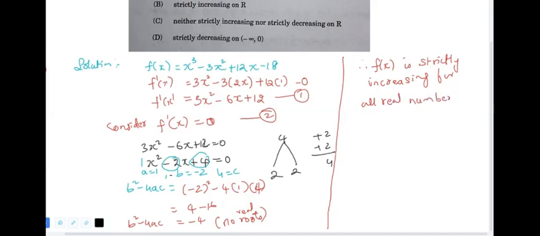Means whenever f dash of x is greater than 0, then it is strictly increasing. So here it's option B. It is strictly increasing in the relation R.